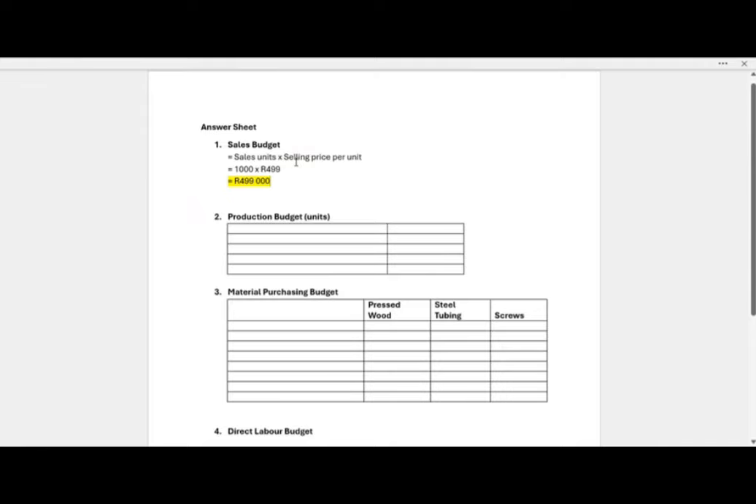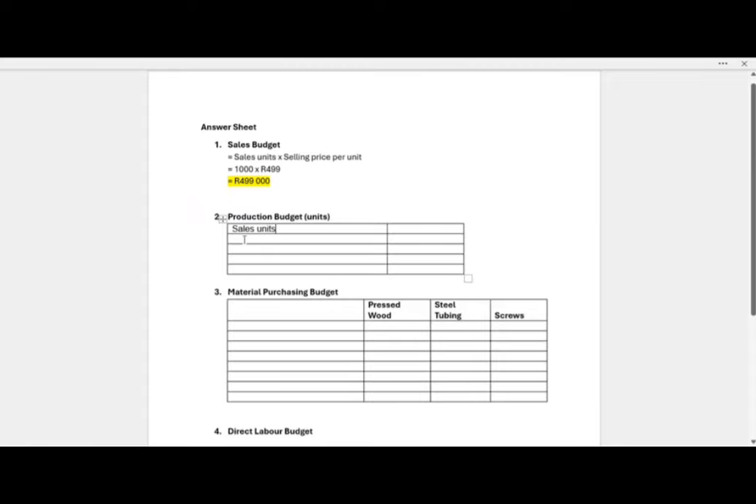Now we are going to the production budget. The production budget is based on the finished product. So the production budget, I'm going to start with the formula, is the sales units, which is going to be these 1000 sales units.